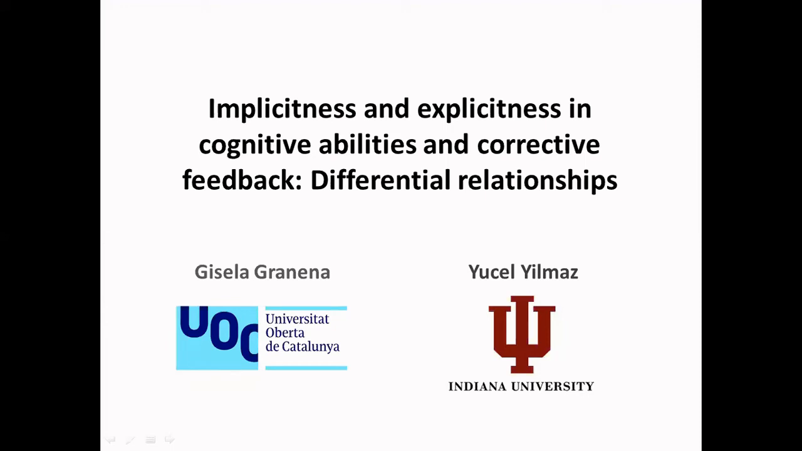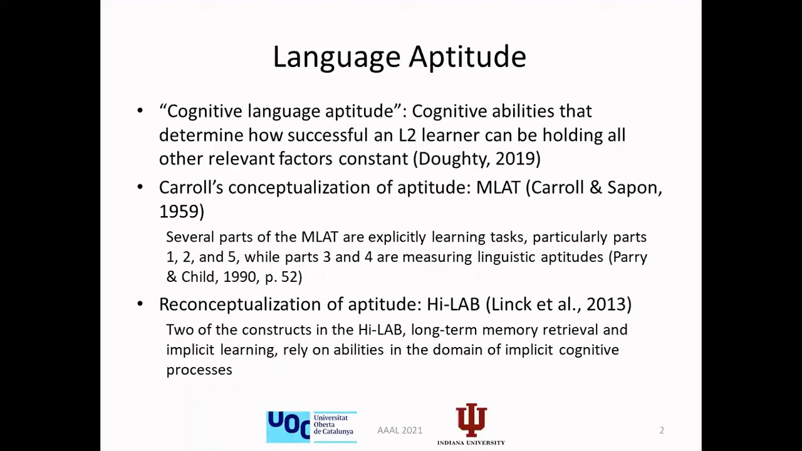Hello everyone and welcome. In this colloquium paper, we will present the results of a project we have been working on for some years now, and that looked at the role of implicit and explicit cognitive abilities in the effectiveness of corrective feedback. In this project, we understand language aptitude as cognitive language aptitude and as a set of cognitive abilities that can explain individual variation in L2 learning.